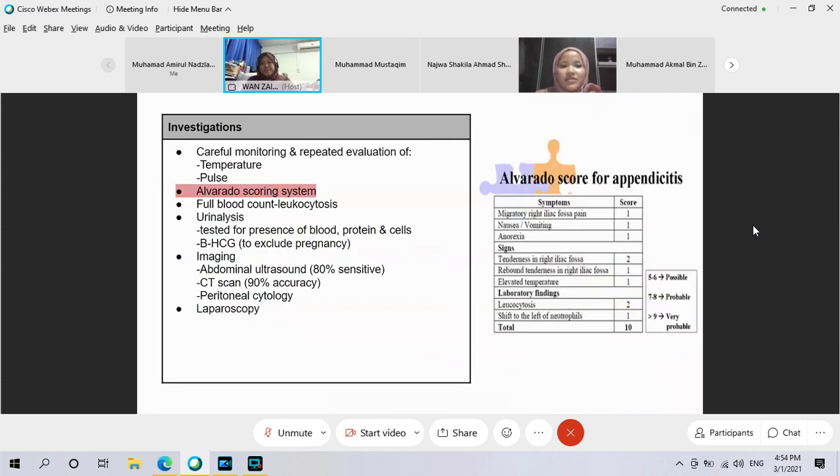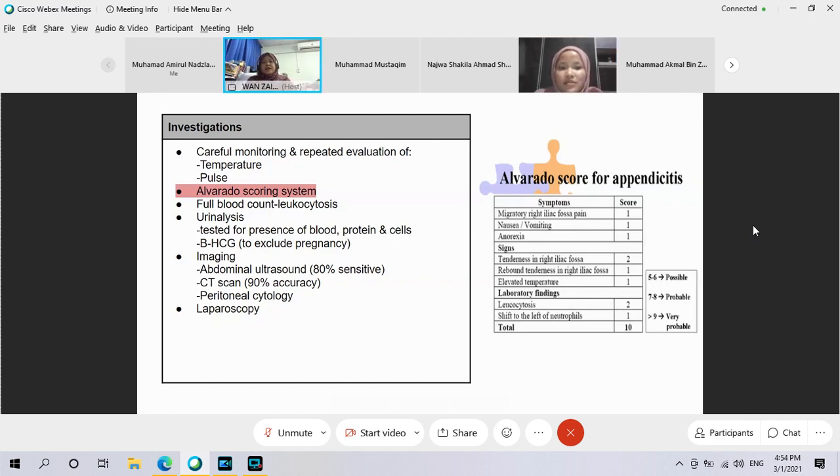Okay, next, as the doctor has said, we check the full blood count, and the patient may have leukocytosis, which is a high range of white blood cells. For urinalysis, we test for the presence of blood and also beta hCG to exclude pregnancy. For imaging, we can do abdominal ultrasound, CT scan, peritoneal cytology, and the last one is laparoscopy.